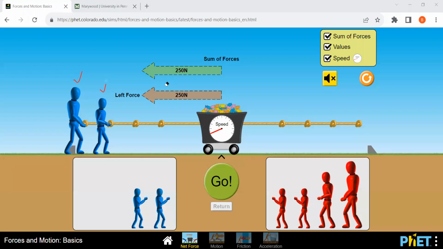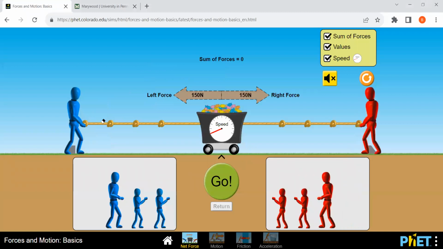Now what happens if we have one force in this direction and one in the opposite direction? You see that the red one is applying 150 to the right and the blue one is applying 150 to the left. So 150 minus 150. Here this is plus 150 because it is in the positive x direction, and this is negative 150. Positive and negative cancel out, so the sum of forces is equal to 0.